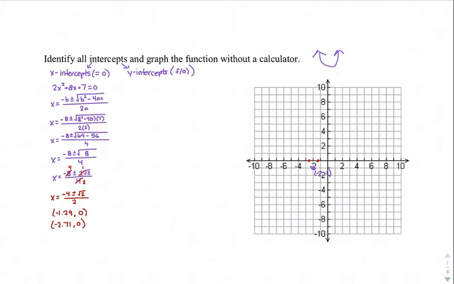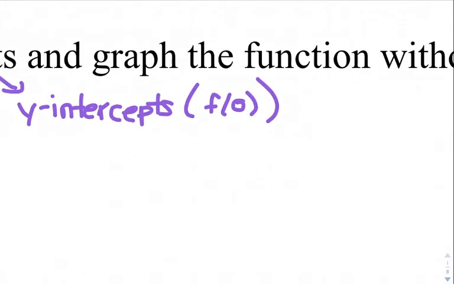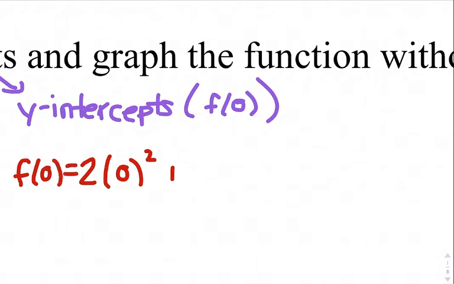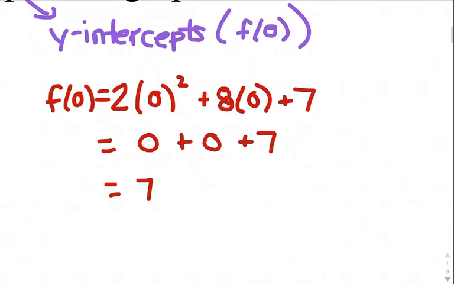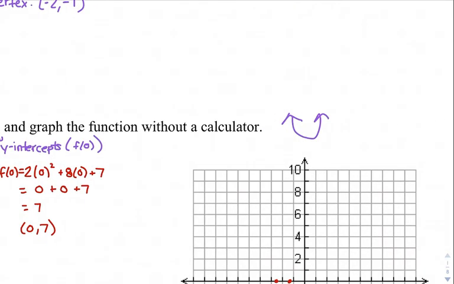So that's your x-intercepts. Now for your y-intercept, what we do is we take 0 and plug it in for every x we see. So this is going to be 2 times 0 squared plus 8 times 0 plus 7. Well, 0 squared is 0. 0 times 2 is 0. 8 times 0 is 0, plus 7, which means my y-intercept occurs at 0, 7. So I'm going to plot a point there.